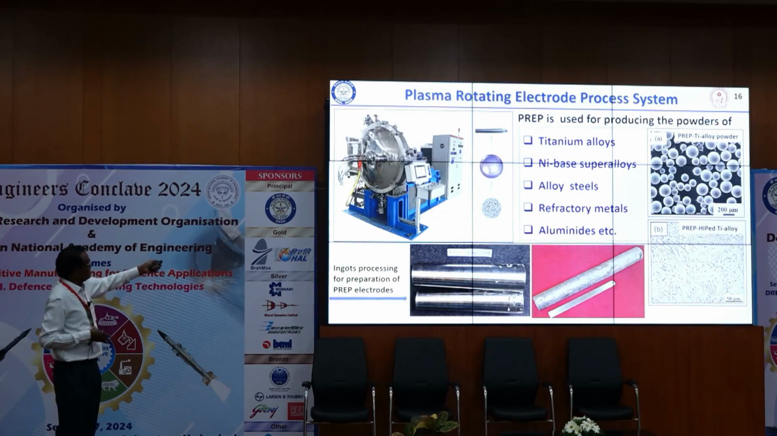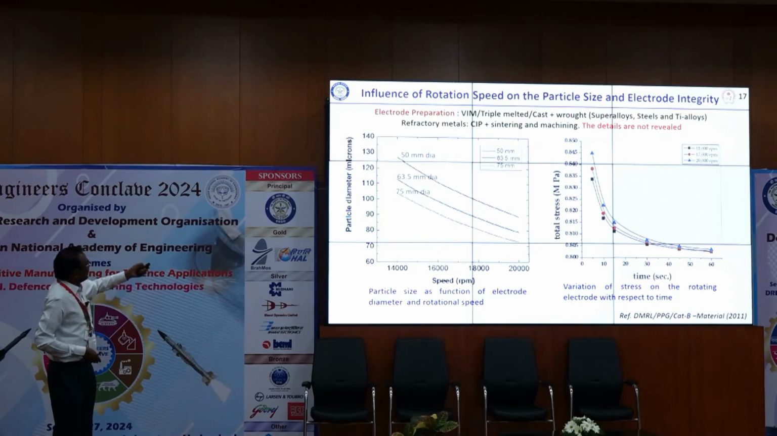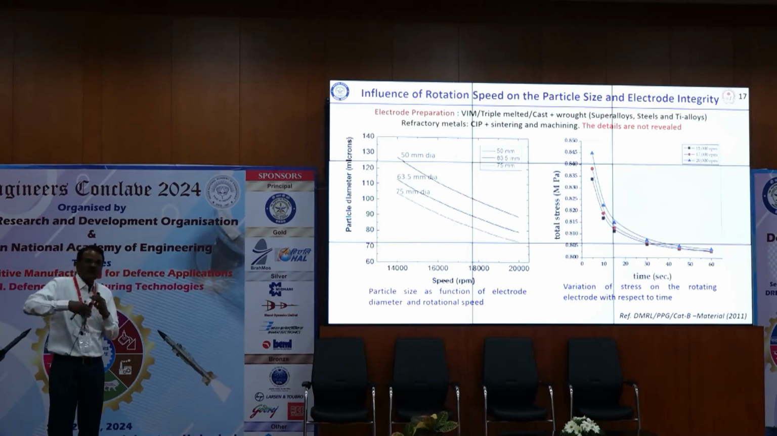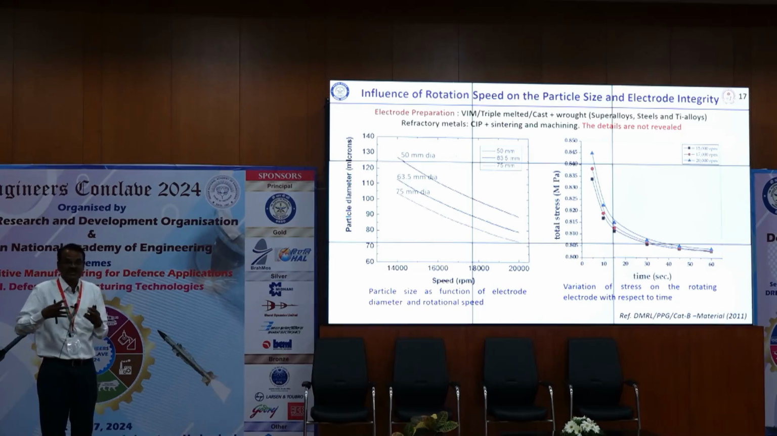A typical PREP system looks like this, and it can be used, as I was mentioning, for titanium alloys, nickel-based superalloys, alloy steels, refractory metals and aluminides. And the electrode preparation technology has not been disclosed anyway. Okay, generally the cast ingots will have a taper, but the electrode is cylindrical all along its length. Then how it has to be cast and all that, we made some attempts at DMRL, and titanium alloys also we processed through hot isostatic pressing. Then there is an apprehension when the electrode is rotating at 25,000 RPM, and these days new mechanisms, new motors and all, they have developed.